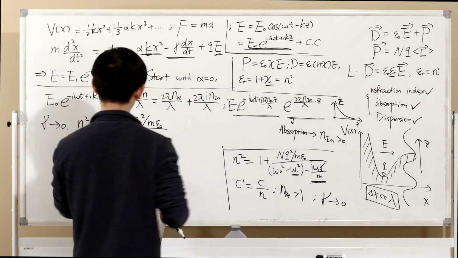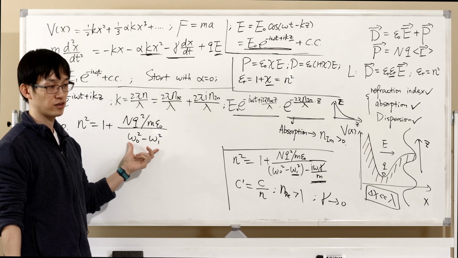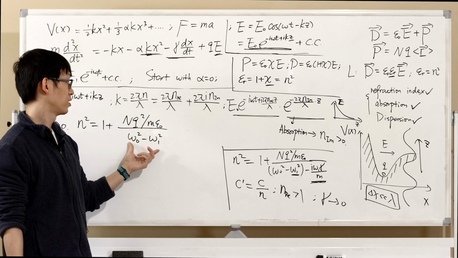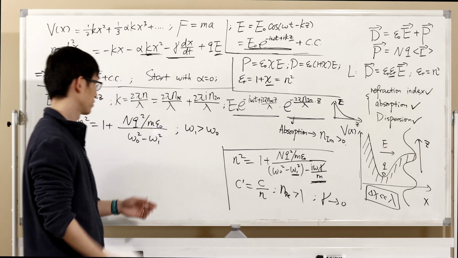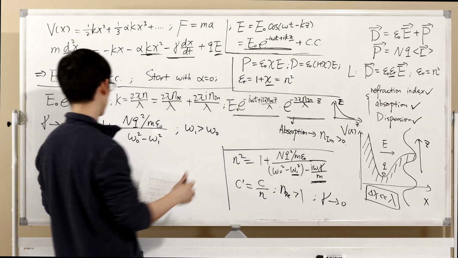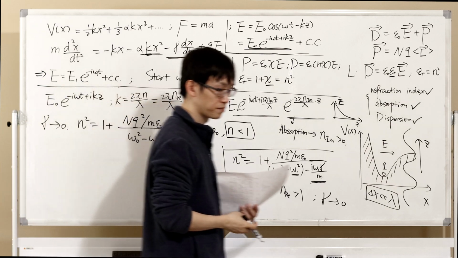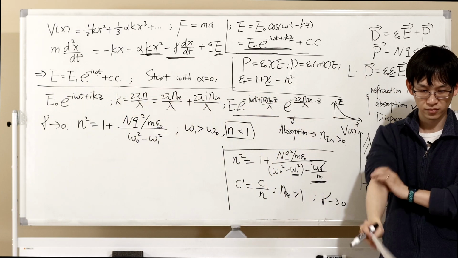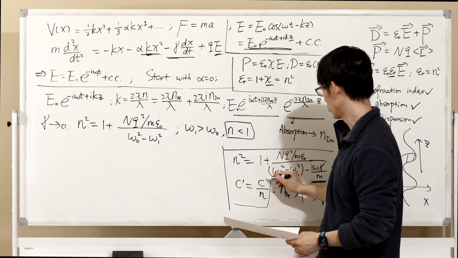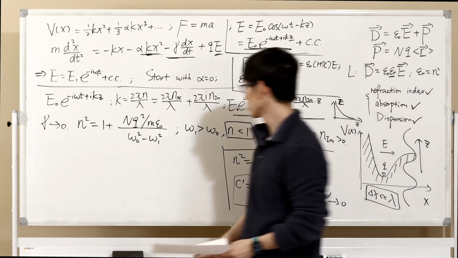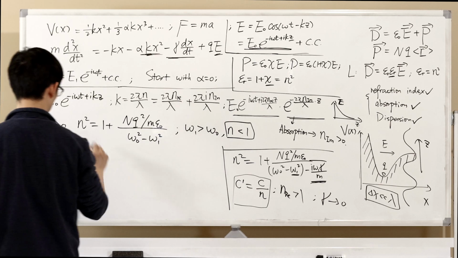When you look at it, you immediately see there's a problem. The term here, following 1, is not automatically positive. It's not automatically larger than 0. You will see that when omega 1 is larger than omega 0, this term actually turns negative, and then your refraction index will be smaller than 1. So what does that mean? Well, based on what we learned in high school, it means that your speed of light in that medium is larger than the speed of light in vacuum.